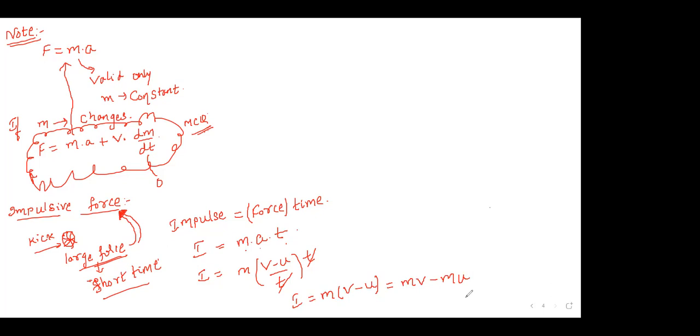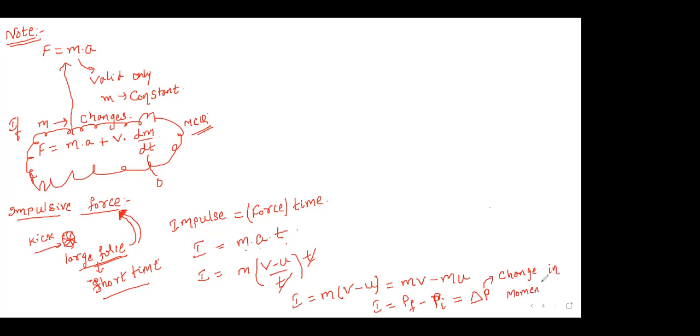Or I can say impulse is equal to mv minus mu, where mv is the final momentum, students, and mu is the initial momentum. Final momentum minus initial momentum is nothing but delta p. This delta p tells the change in momentum. Delta p tells what?